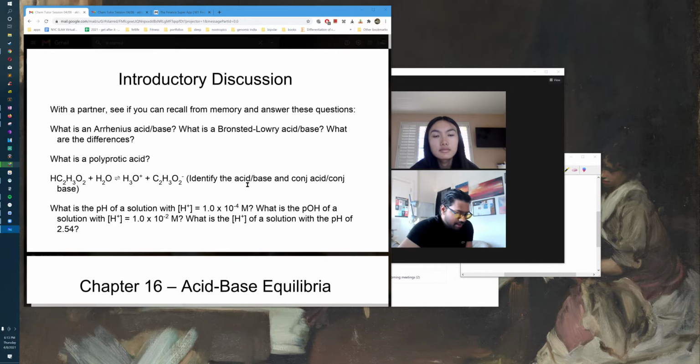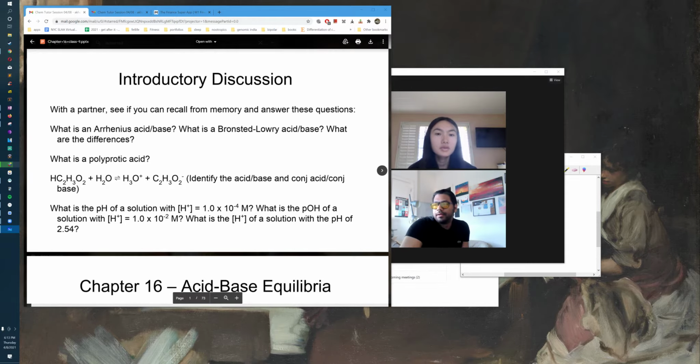And pOH is just, because pH plus pOH is equal to the pK of water, which is just 14. So if you wanted to find the pOH of this, what would that be? You would just subtract 4 from 14, and that would be 10. So the pOH would be 10, right? Okay.